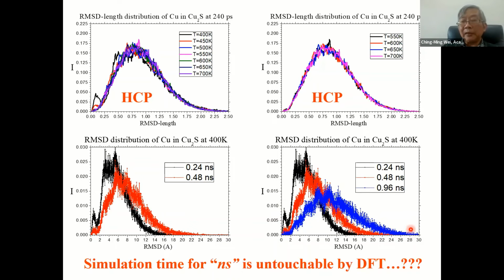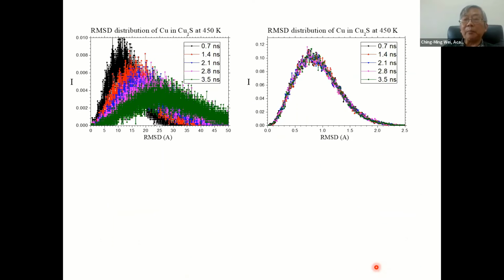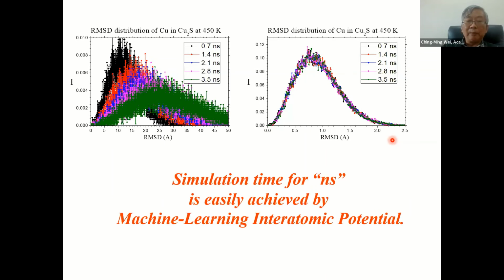However, you see that 1 nanosecond indicates this kind of thing is untouchable by density functional theory. So we really need this kind of machine learning approach. For example, in this case we calculated the machine learning for 5 nanoseconds, and you see everything has already converged. Simulation time of nanoseconds is easily achieved by this kind of machine learning interatomic potential, and for DFT, 100 picoseconds is basically the limit.